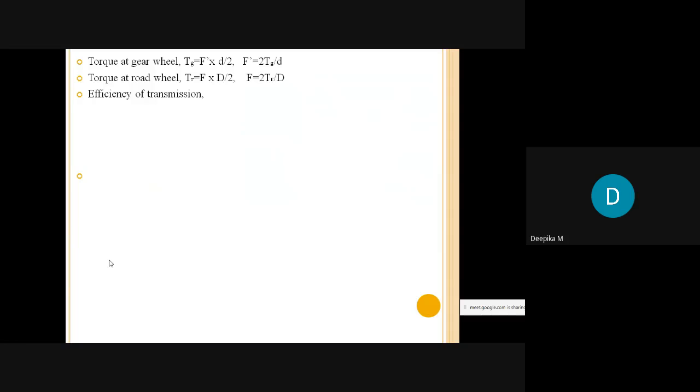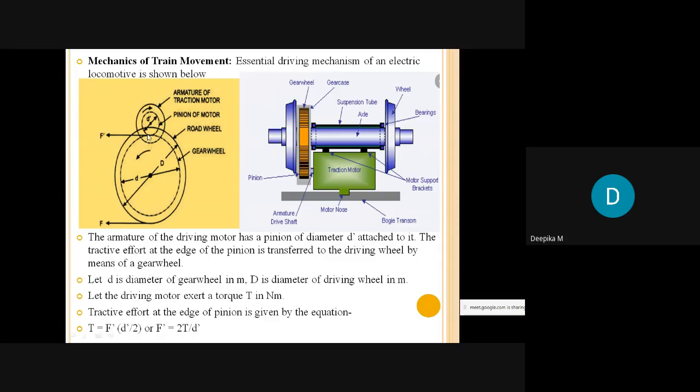Then efficiency of transmission. So what is efficiency? It is output power divided by input power. What is the formula for output power? Usually the power in mechanical terms is nothing but torque into angular speed. Here eta is the efficiency of transmission. Where is the transmission happening? The transmission is happening from the pinion, or the motor, to the road wheel through the gear wheel, correct?